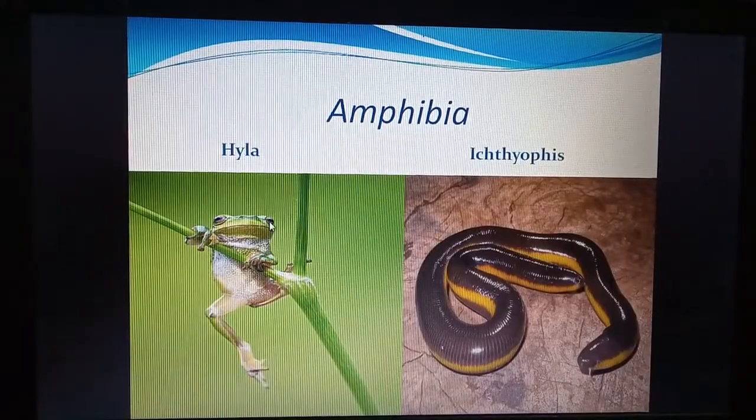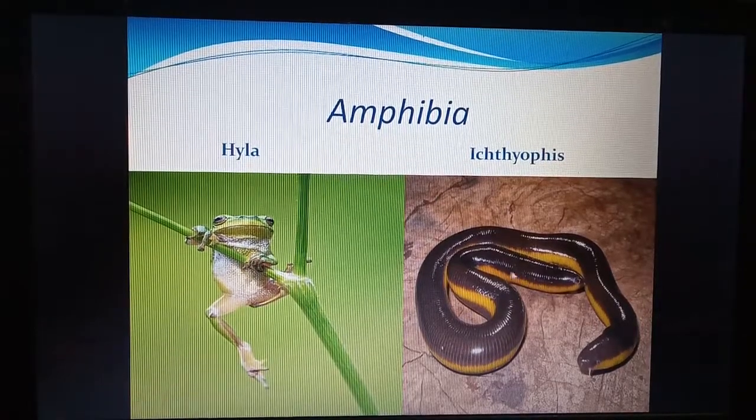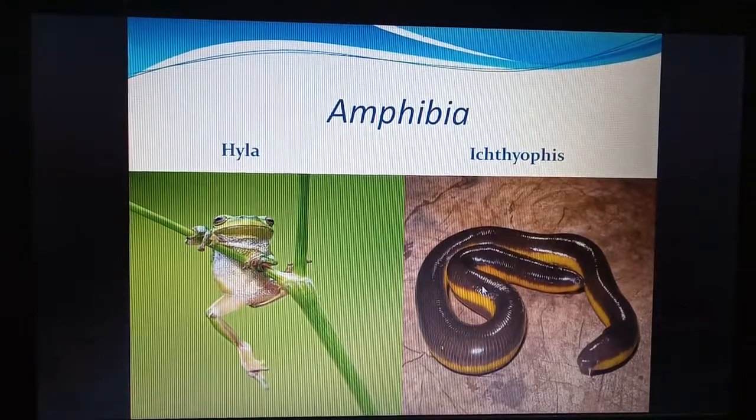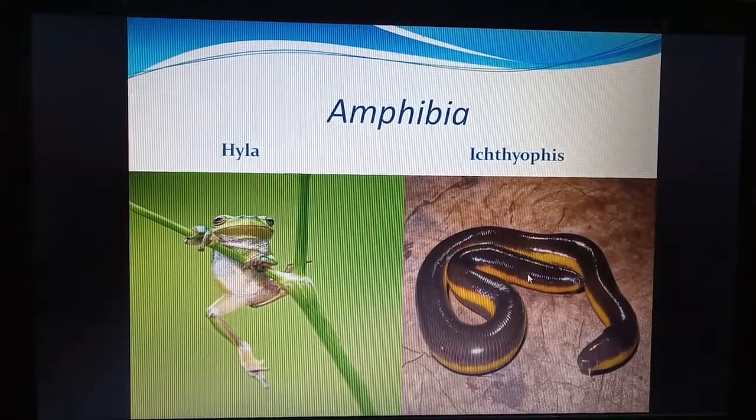Here we can see Hyla or tree frog. So it is very small and the fingers have cup-like structures which help in sticking to the surface, and this is Ichthyophis or limbless amphibia. So the skin is covered with mucus. We can see it is slimy. So it looks like a snake, but it is not a snake. It is a limbless amphibia.